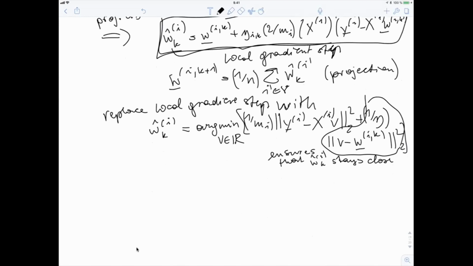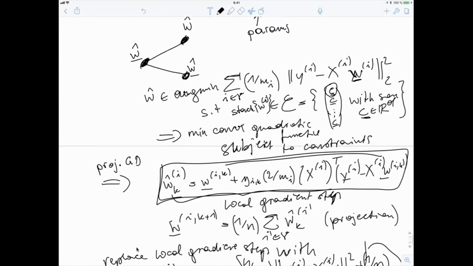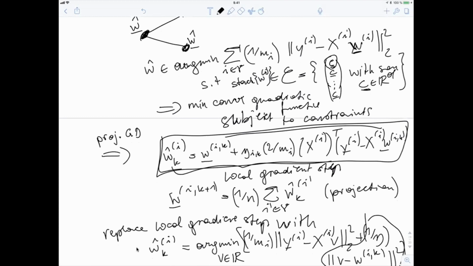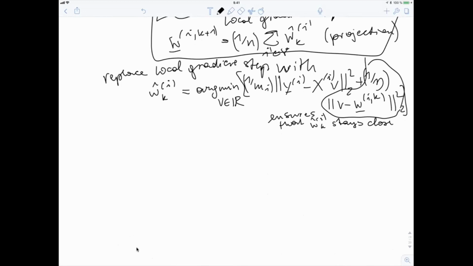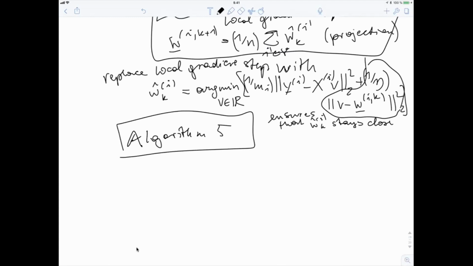And yeah, if you now replace this local gradient step in the first phase of projected gradient descent, you end up with what is widely known as federated averaging, which I have summarized in the lecture notes in algorithm 5. Okay, that's all I wanted to tell you about federated learning algorithms.